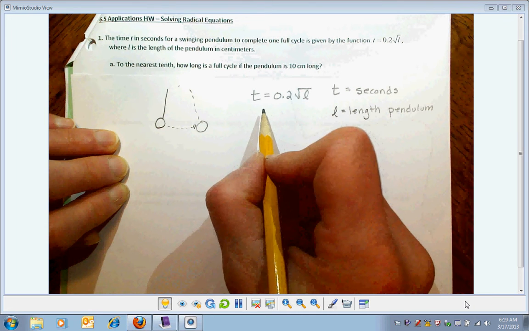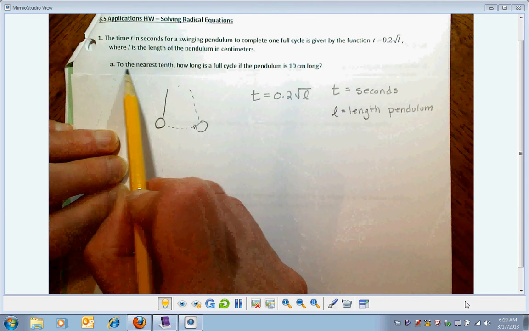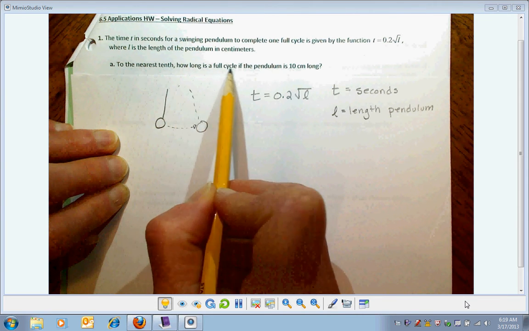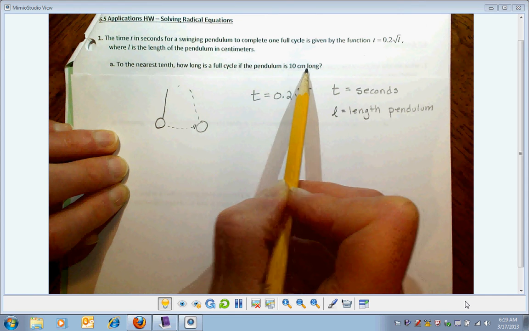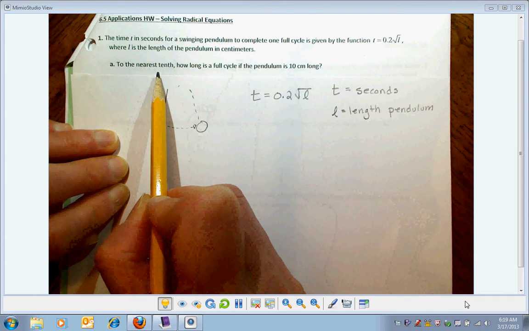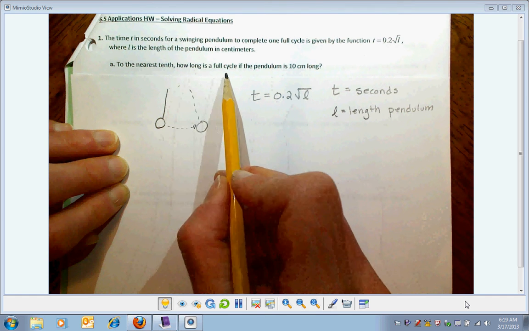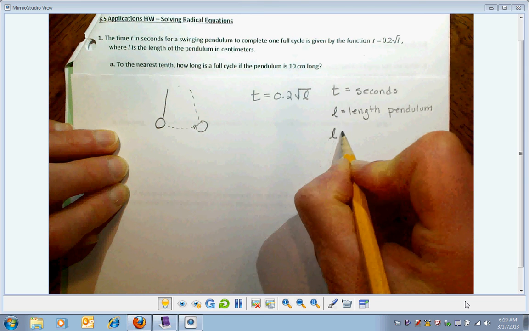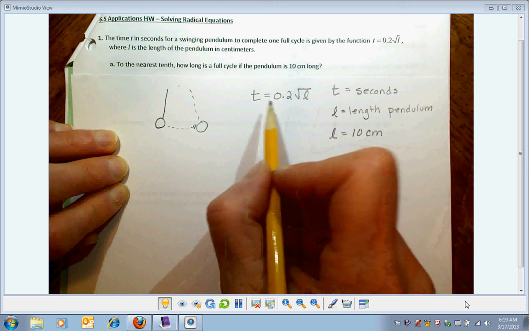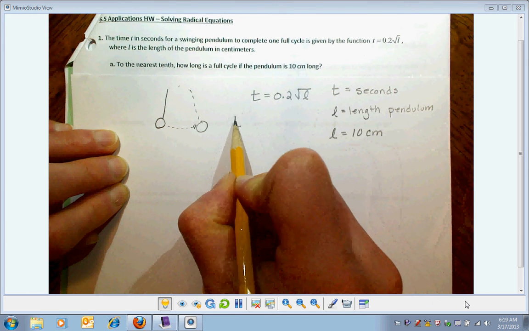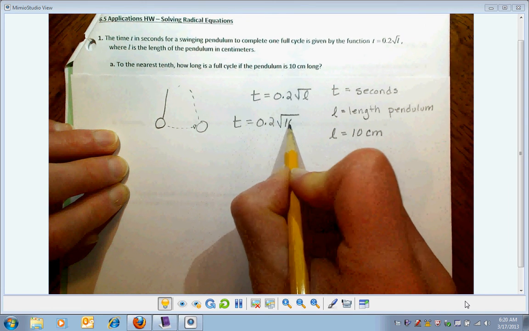So I am simply going to need to substitute in what they've given me. So it says to the nearest tenth, how long is a full cycle if the pendulum is 10 centimeters long? Because they're telling me to the nearest tenth, I know I do not need to keep this in radical form. So they've given me the length. In this problem, I know that the length is 10 centimeters long. So I just have to solve for T. So this is T is equal to 0.2 times the square root of 10.